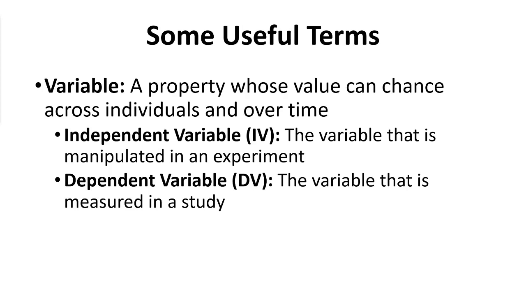Our dependent variable, or DV, is the variable that we measure in the study, the thing that we're looking to see if it changes based on the variable that we've manipulated. So our dependent variable will change depending on the manipulation of our independent variable.